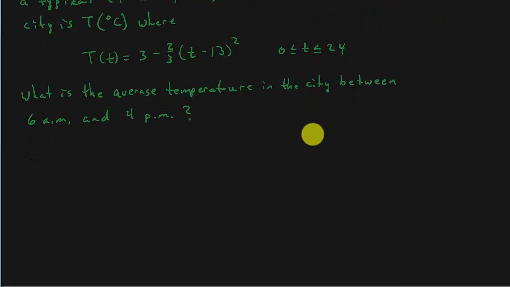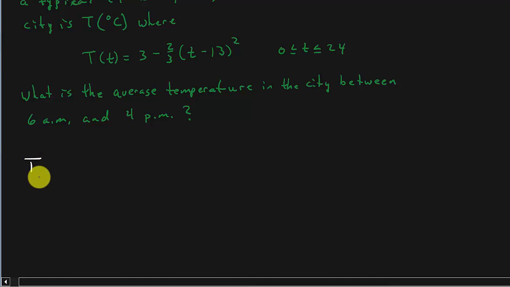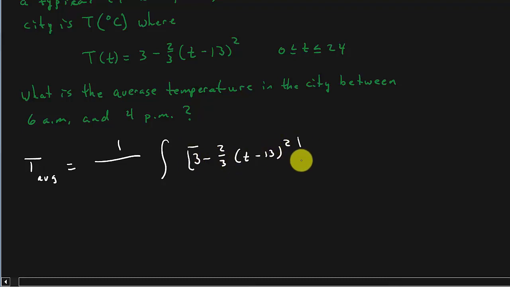So we want the average temperature. The average temperature is 1 over something, and it's going to be the integral of 3 minus 2/3 times (t minus 13) squared dt. We've got to get the bounds. So it looks like we're going to go from 6 to 16. So that's 16 minus 6.